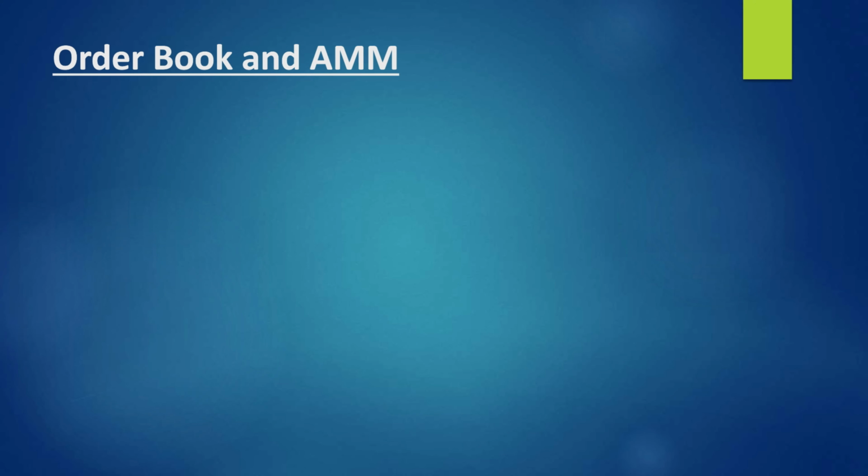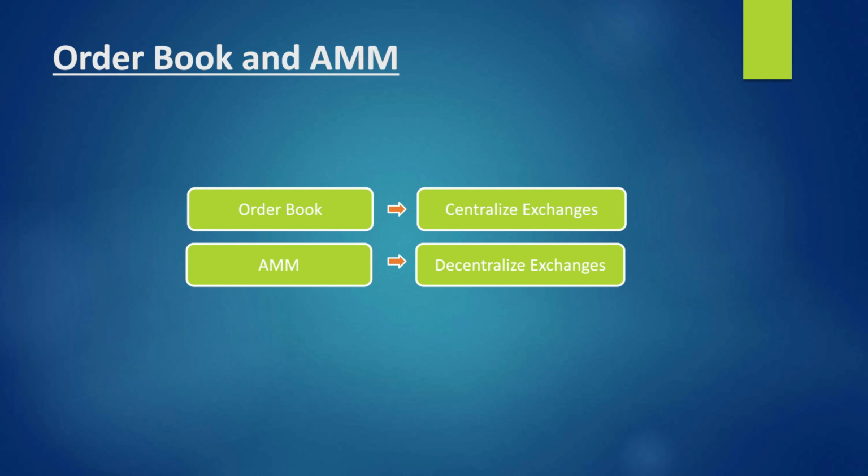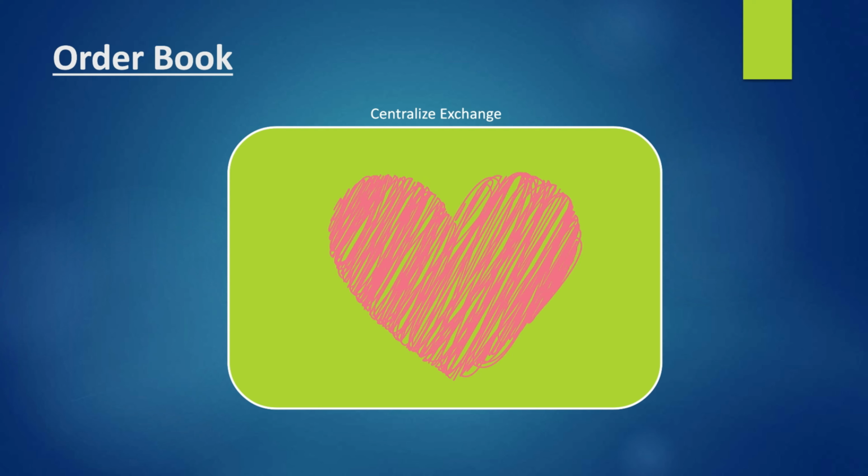Now in this video we will talk about order book and AMM. Order book is related to centralized exchanges, and AMM is related to decentralized exchanges. If I talk about order book, it is the heart of your centralized exchange. There are so many centralized exchanges like Binance, Coinbase, etc. I hope everyone knows about centralized exchanges. Centralized exchanges are simply exchanges which are controlled by centralized entities.